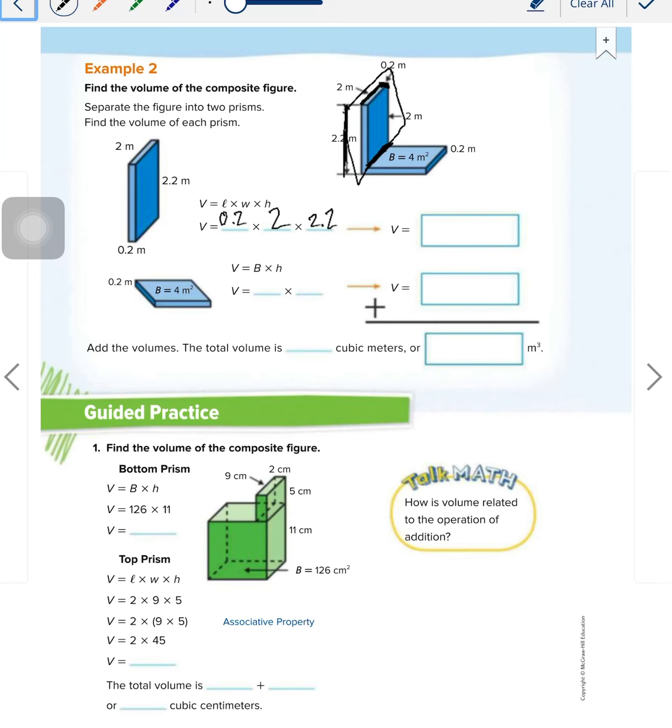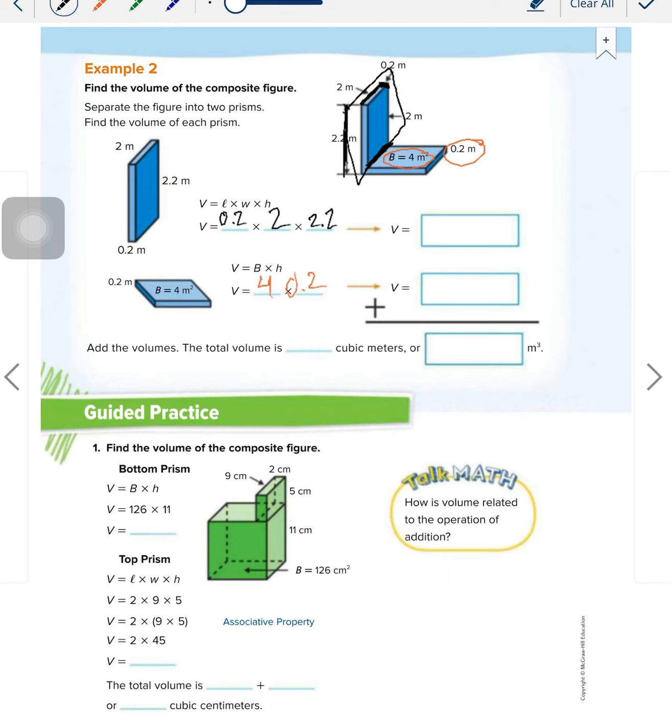So, and then for the second one, they have the length. Ooh, but look at this, you guys. They are telling us base equals 4. So we don't even have to do length times width. We can just put 4 here. Okay. And then times the height, which is 0.2. That one's going to be easier. Okay. All right, let's multiply these suckers.